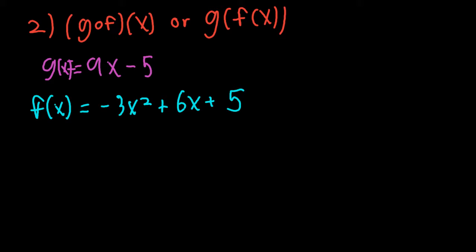Alright, again, when I write these problems out, I'm starting from left to right, so I'll start by writing g. G of x is equal to 9, and instead of writing x, I'm going to write f of x. So I have negative 3x squared plus 6x plus 5. Finish it all off with my minus 5, which is just left over from my g function.